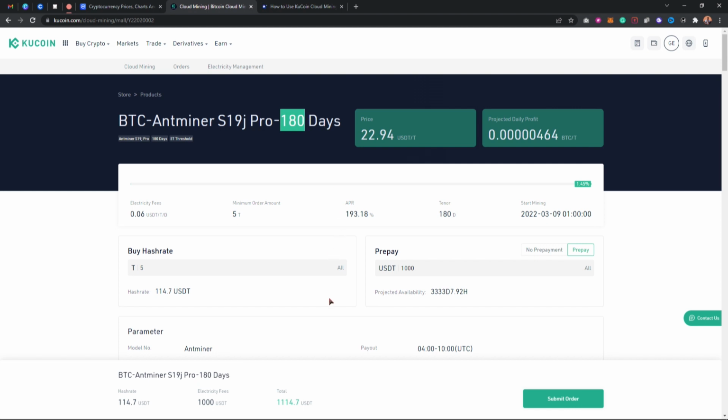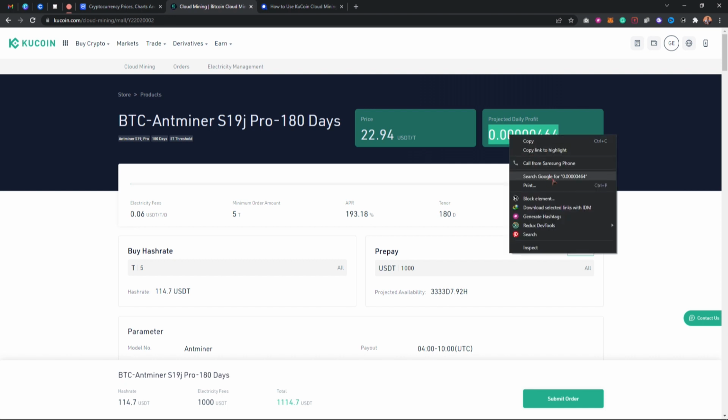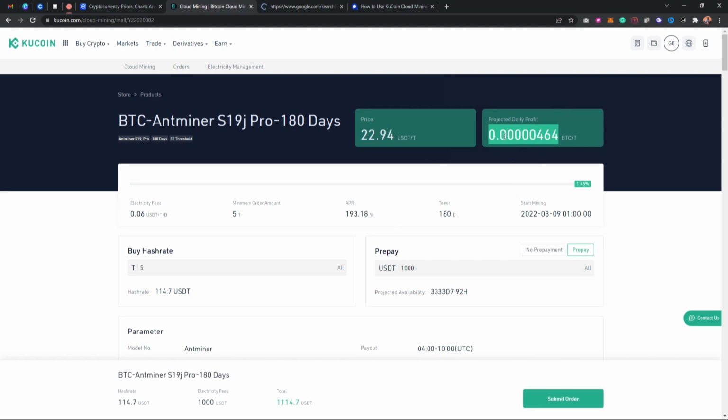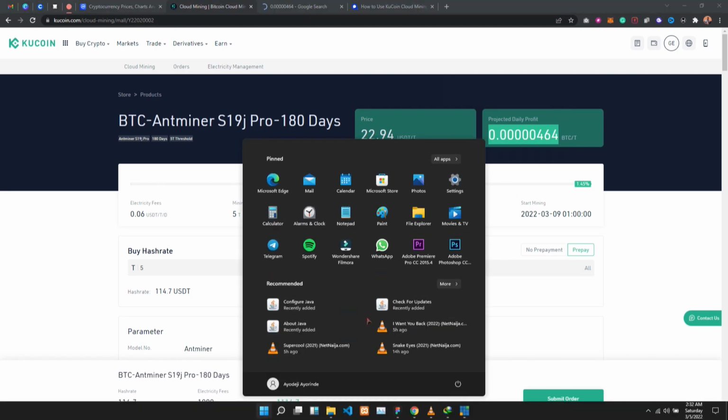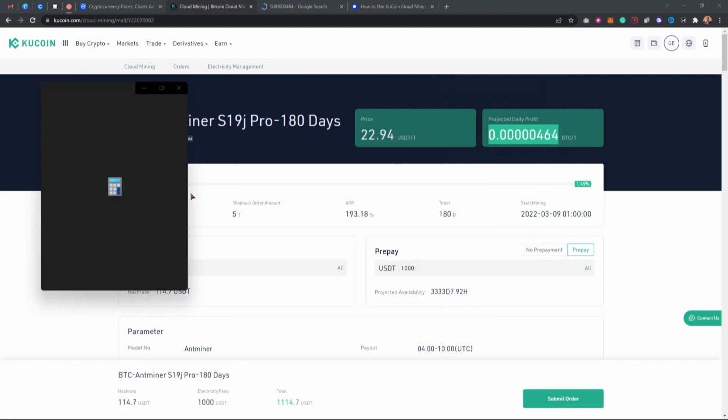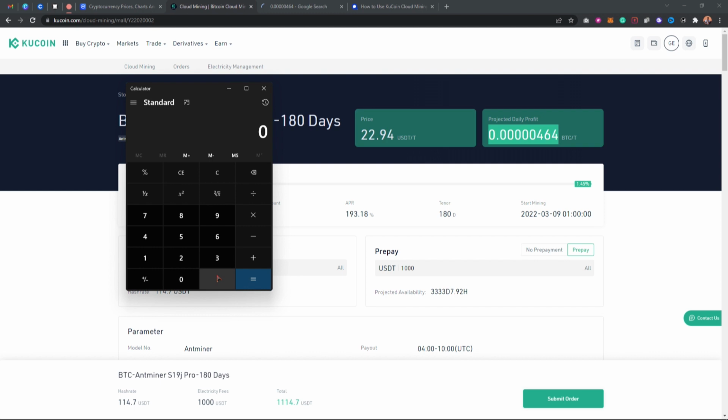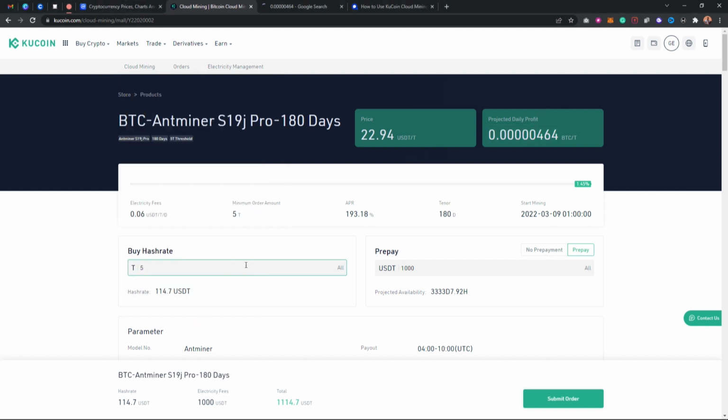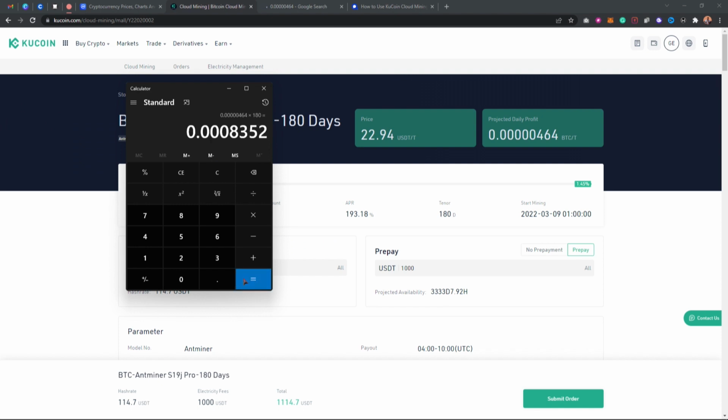And yes guys, it's going to show you. As you can see, this is my daily profit. Let's go ahead and multiply this daily profit with a calculator, so you can see the amount of Bitcoin you're going to be making at the end of the period. Times 180 days. So we are going to have this amount of Bitcoin in our wallet.